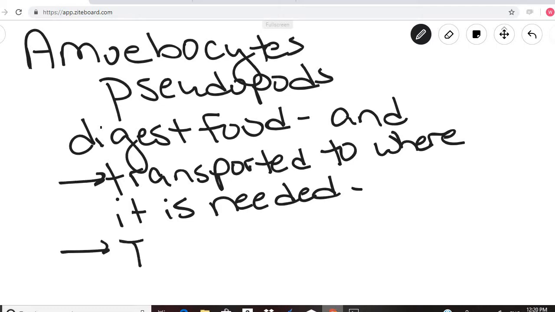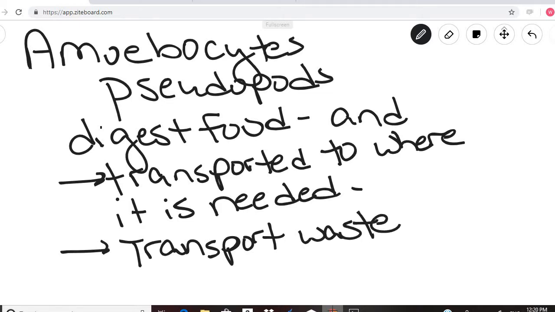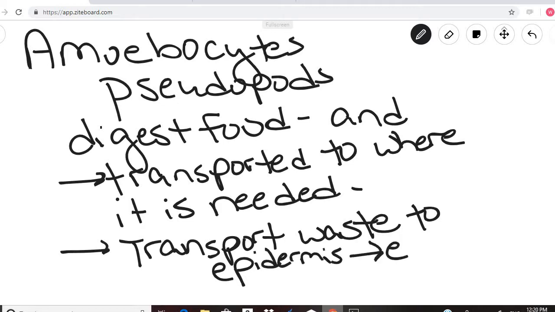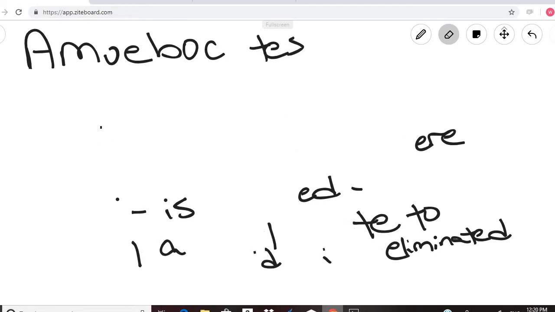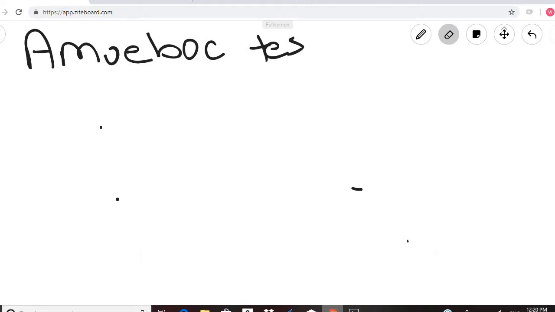They also transport the waste. Once the sponge cells have used the food, they will produce waste, and they transport the waste to the epidermis, and through the epidermis, the waste gets eliminated. So these amoebocytes are pretty important cells. They have a lot of different jobs that they do. Besides transporting food, they will also transport oxygen to the cells.